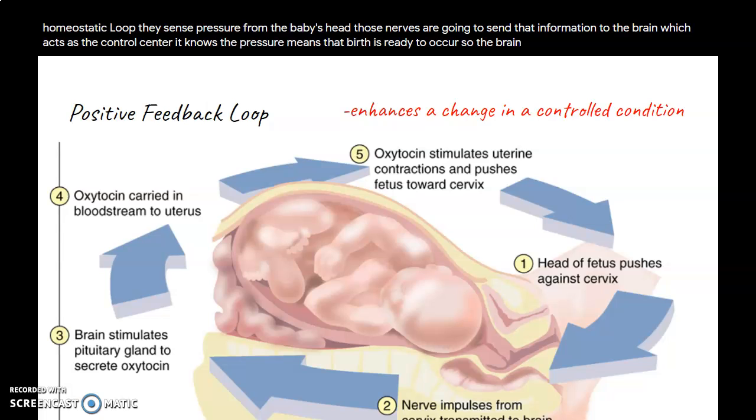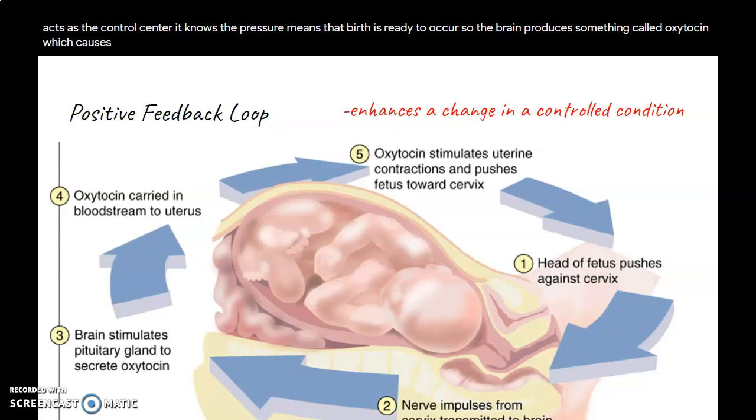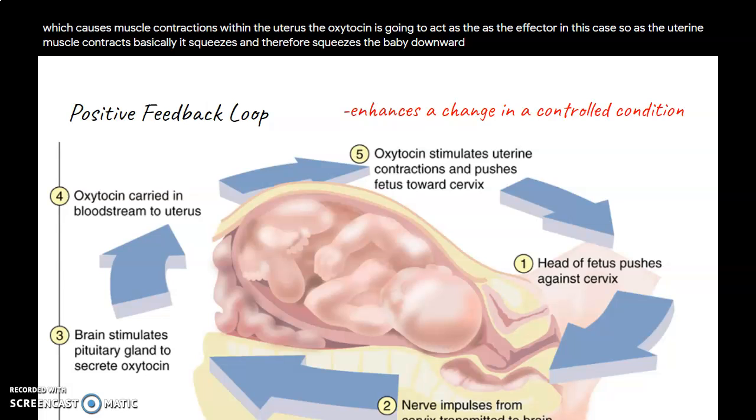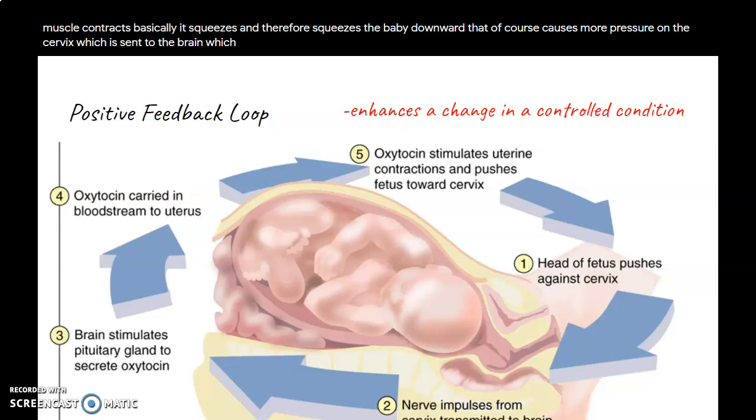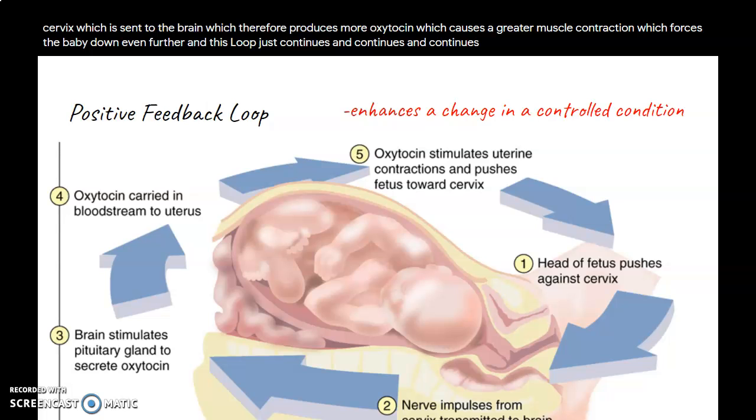So the brain produces something called oxytocin, which causes muscle contractions within the uterus. The oxytocin is going to act as the effector in this case. So as the uterine muscle contracts, basically it squeezes, and therefore squeezes the baby downward. That, of course, causes more pressure on the cervix, which is sent to the brain, which therefore produces more oxytocin, which causes a greater muscle contraction, which forces the baby down even further, and this loop just continues and continues and continues, enhancing the change.